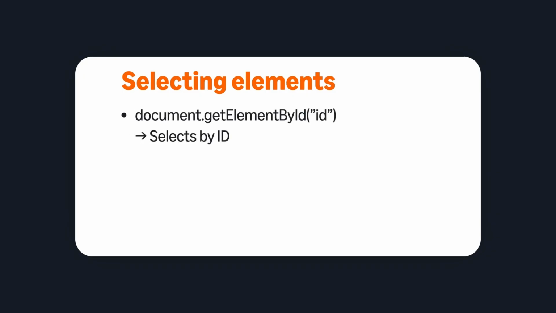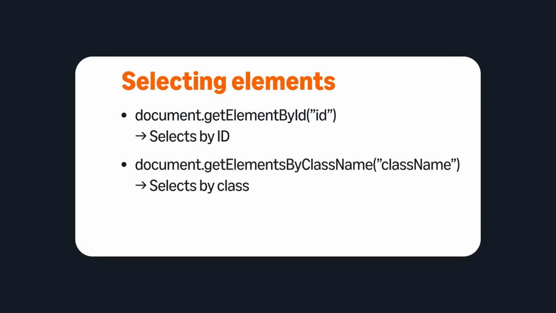Document.getElementById selects an element by its ID. Document.getElementsByClassName selects all elements with a specific class name.